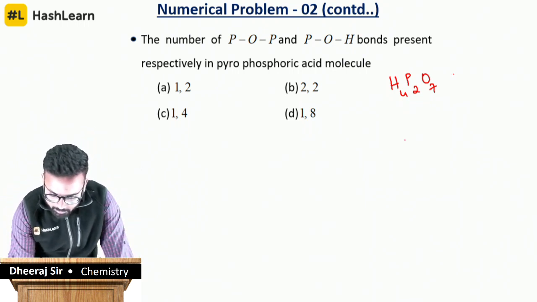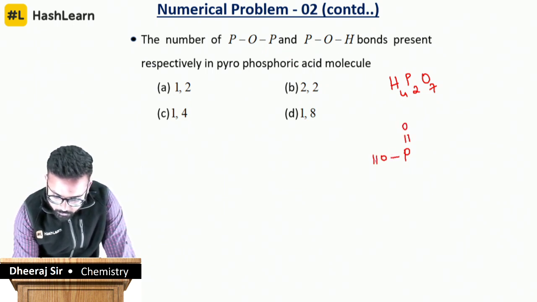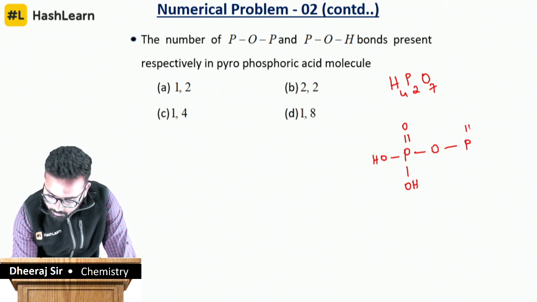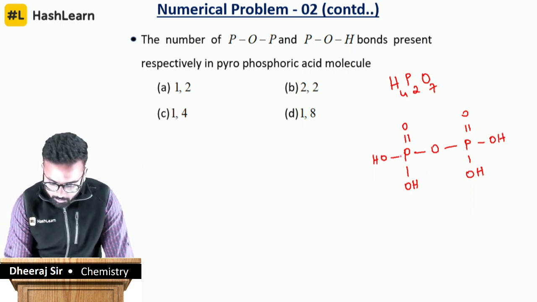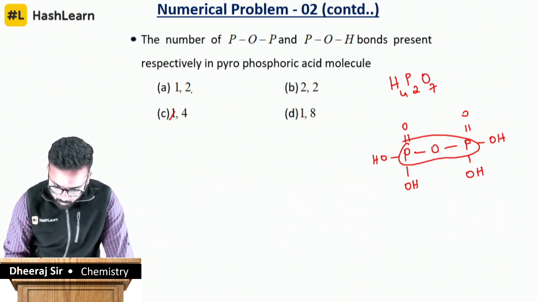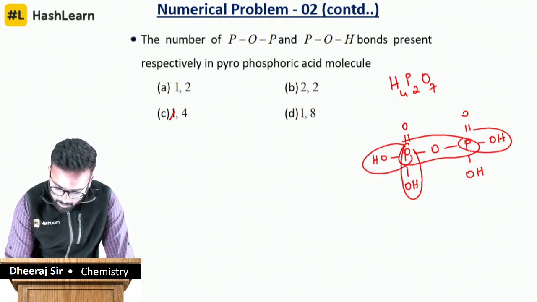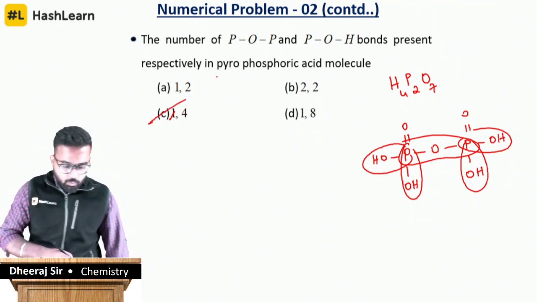Okay, let me give you the structure really quick. The structure is going to be this. You should know that phosphorus has a maximum covalency of 5, so it is capable of forming 5 bonds, and it does form 5 bonds here. This is how the pyrophosphoric acid molecule will look. If you look at the P-O-P bond, there is one P-O-P bond, and how many P-O-H bonds? 1, 2, 3 and 4. So the answer is 1, 4, and good Sakshi, you were right once again.